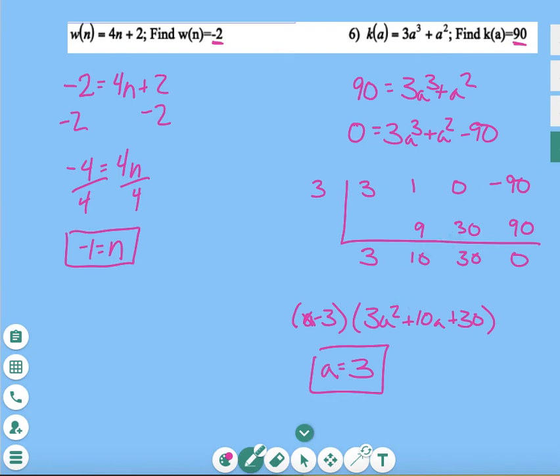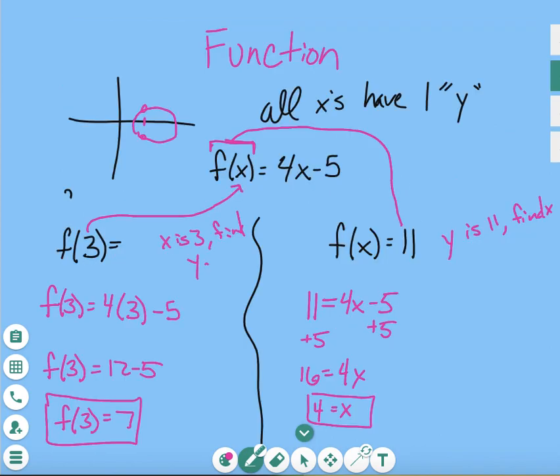So that is the process of evaluating. Again, it is important to keep track of whether you're being asked to find the y value and being given the x value, or if you're being given the y value and asked to find x. So it's important to keep track of which one you're being asked to do.